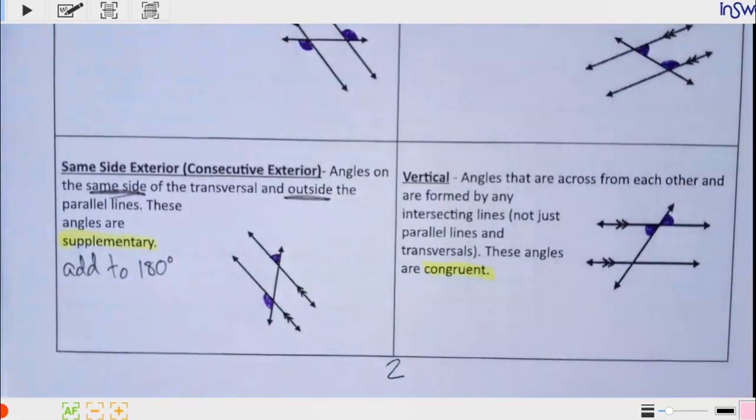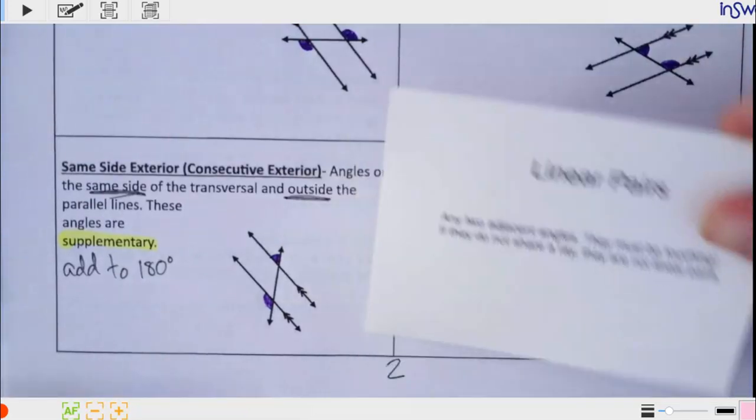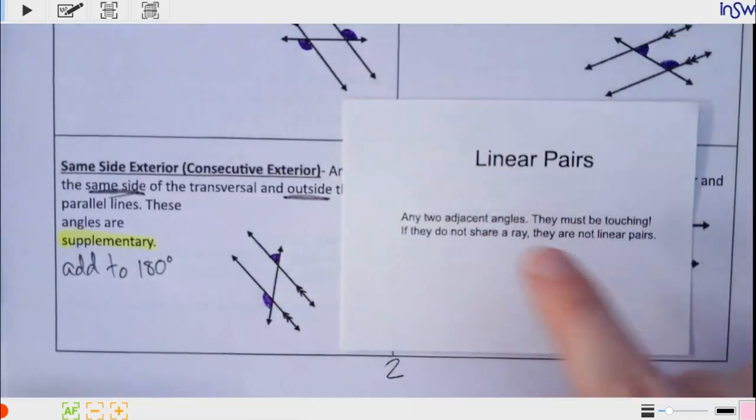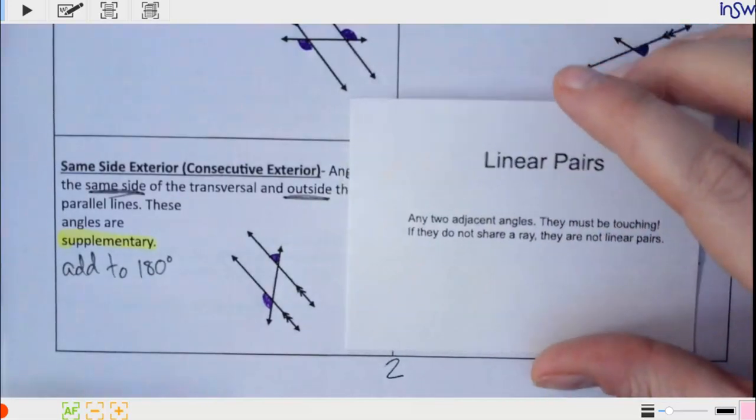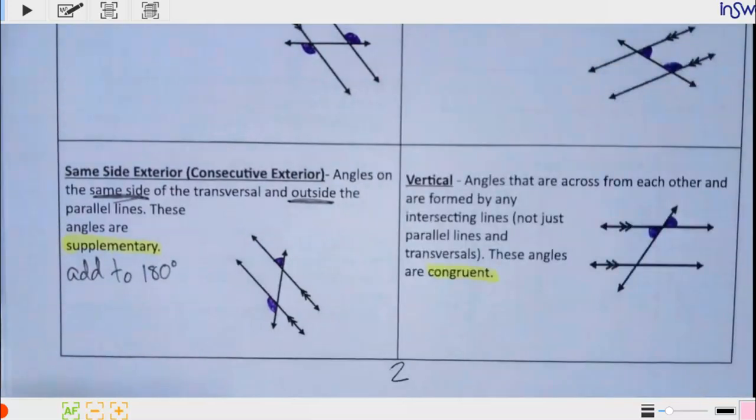And then the last one we need to remember is linear pairs, because you're going to have to know that. Linear pairs are the other ones that are supplementary. They're any 2 adjacent angles. They have to be touching. They don't share a ray. If they don't share a ray, then they're not linear pairs.